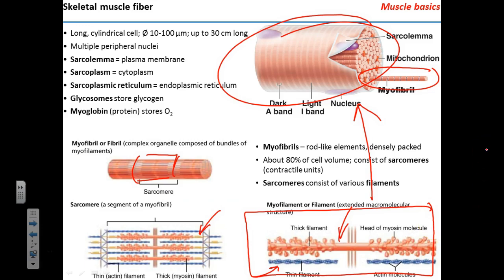And I want to remind you also that there are storage units, glycosomes, that store glucose, because muscle requires an enormous amount of energy, and the protein myoglobin that stores oxygen, since muscle needs a lot of oxygen for its metabolism.